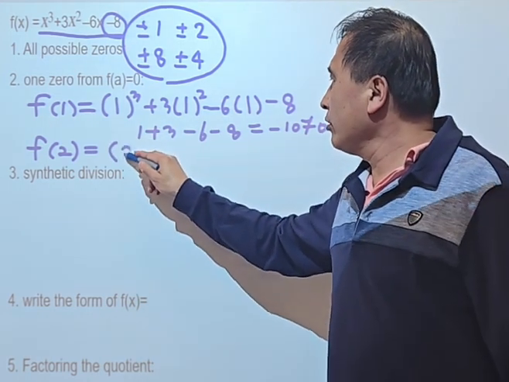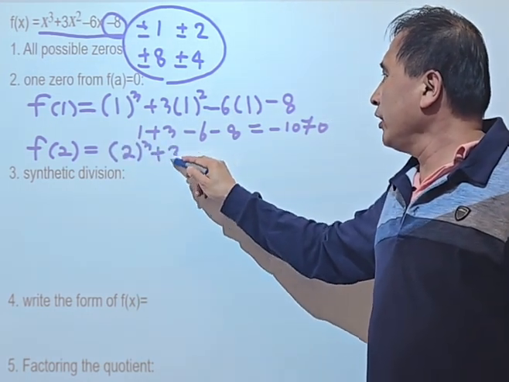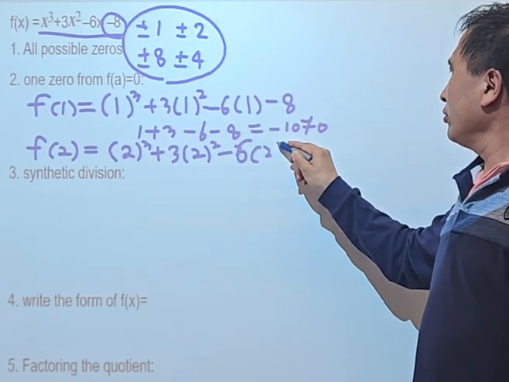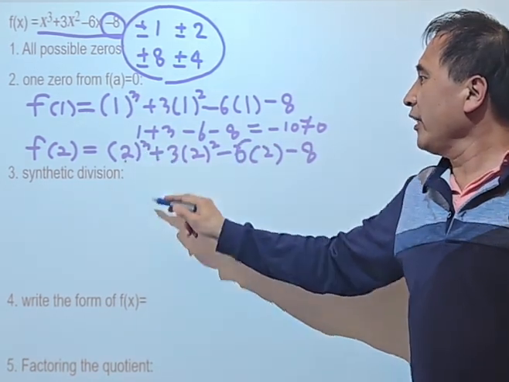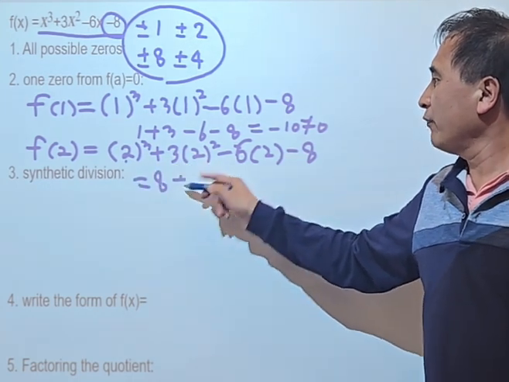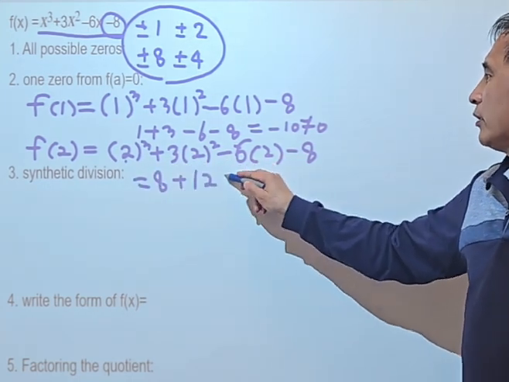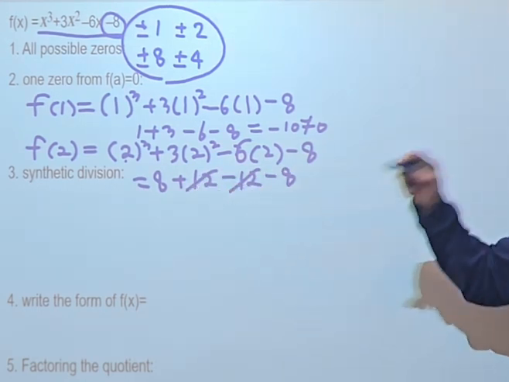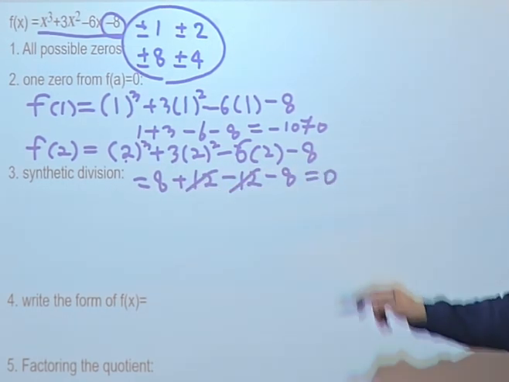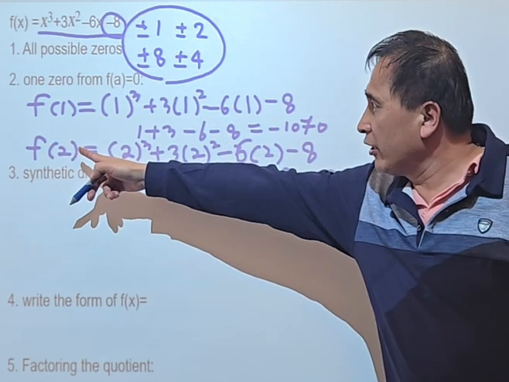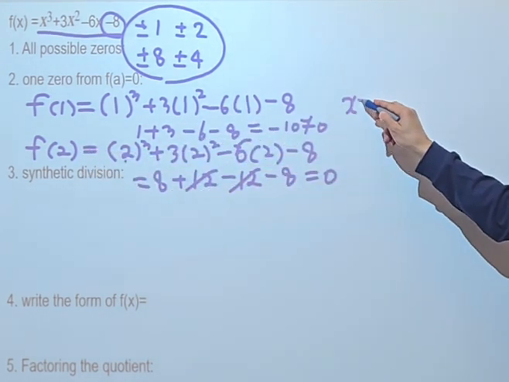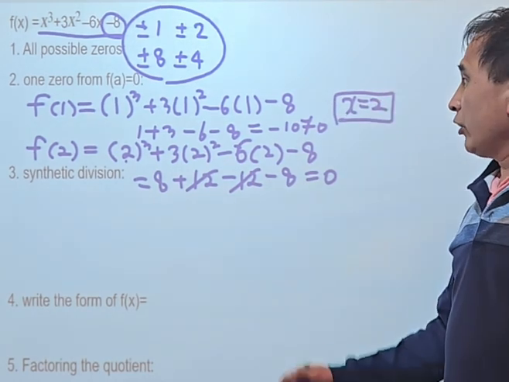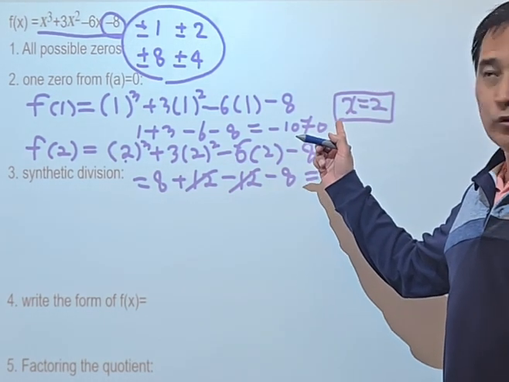2 cubed plus 3 times 2 squared minus 6 times 2 minus 8. So this is 8, and this is 4 times 3, that's 12. 6 times 2, that's 12. Minus 12, minus 8. This cancels out, that becomes 0. So we found out 2 is a zero. So you write x equals 2 is 1 zero there. Okay, so we found 1 zero, x equals 2.